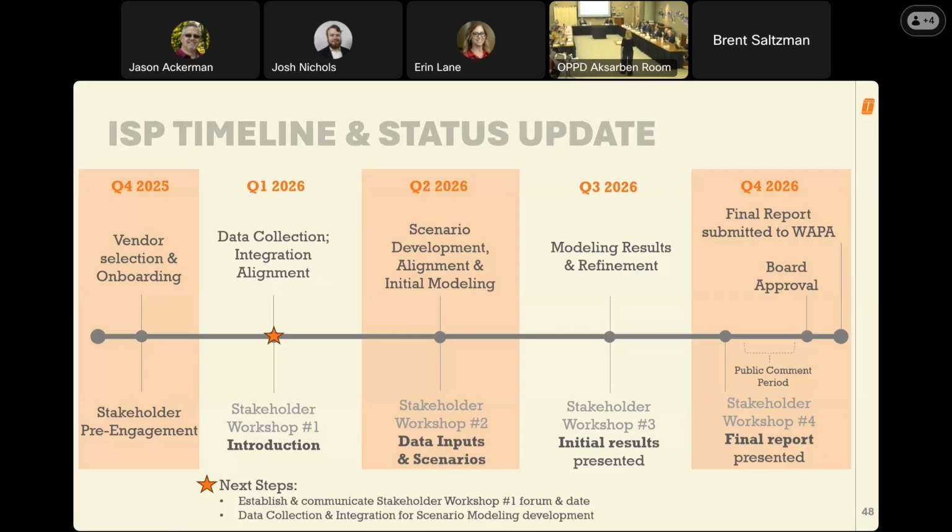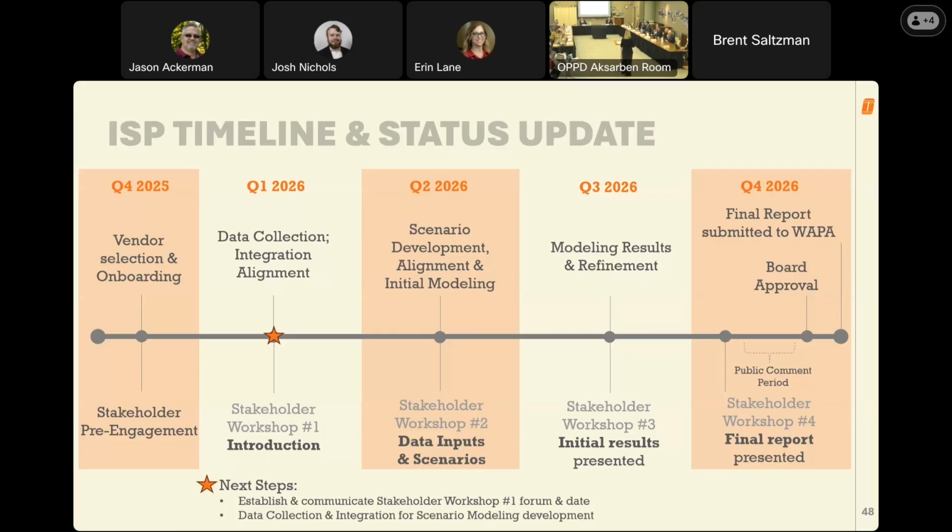Quarter two will involve quite a bit. In quarter two, we'll discuss inputs and assumptions for the modeling, talk about modeling scenarios, and then review at a high level what resource planning really looks like. What are the goals of resource planning? And explore some of the trade-offs that are inherent in resource planning.